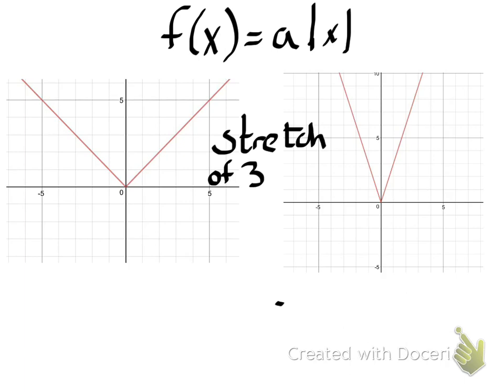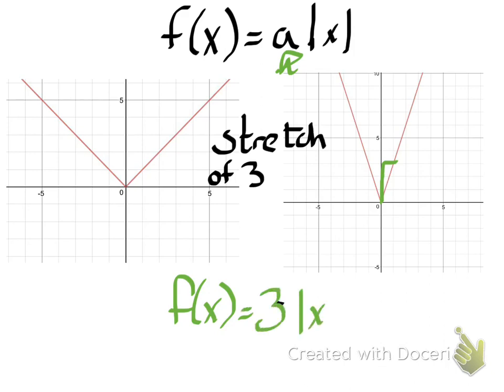Another transformation that we will see is when the graph has been stretched vertically, like someone pulled up on it and made the line steeper. What makes the lines steeper or less steep is the number in front of your absolute value, and we're calling that a. This time, instead of going up 1 over 1, I went up 3 over 1. And so f(x) = 3 times the absolute value of x.